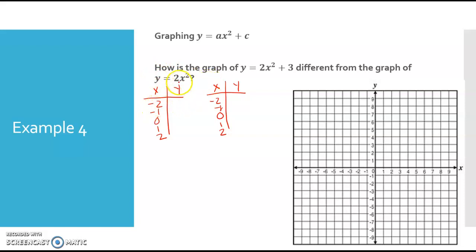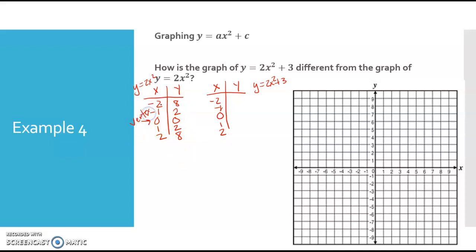So when I plug in, which one am I doing here? We're going to do y equals 2x squared here. And y equals 2x squared plus 3 over here. So square first. So negative 2 squared is 4 times 2 is 8. Negative 1 squared is 1 times 2 is 2. 0 squared is 0 times 2 is 0. 1 squared is 1 times 2 is 2. 2 squared is 4 times 2 is 8. So again, we have that repeat going, right? So this is my vertex.